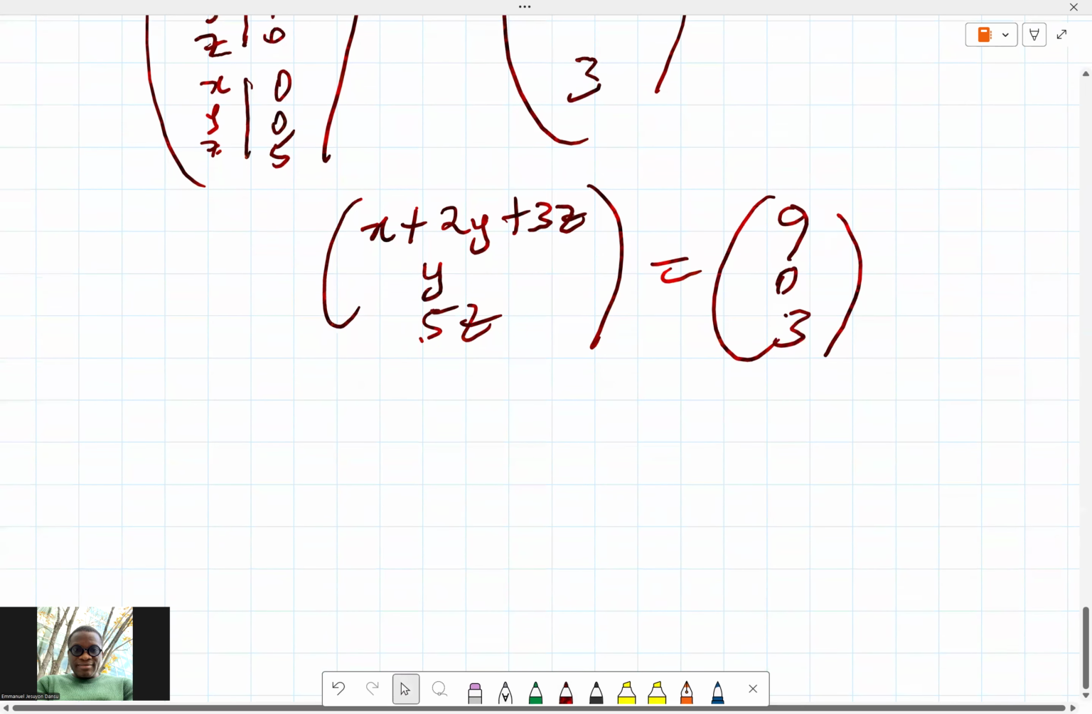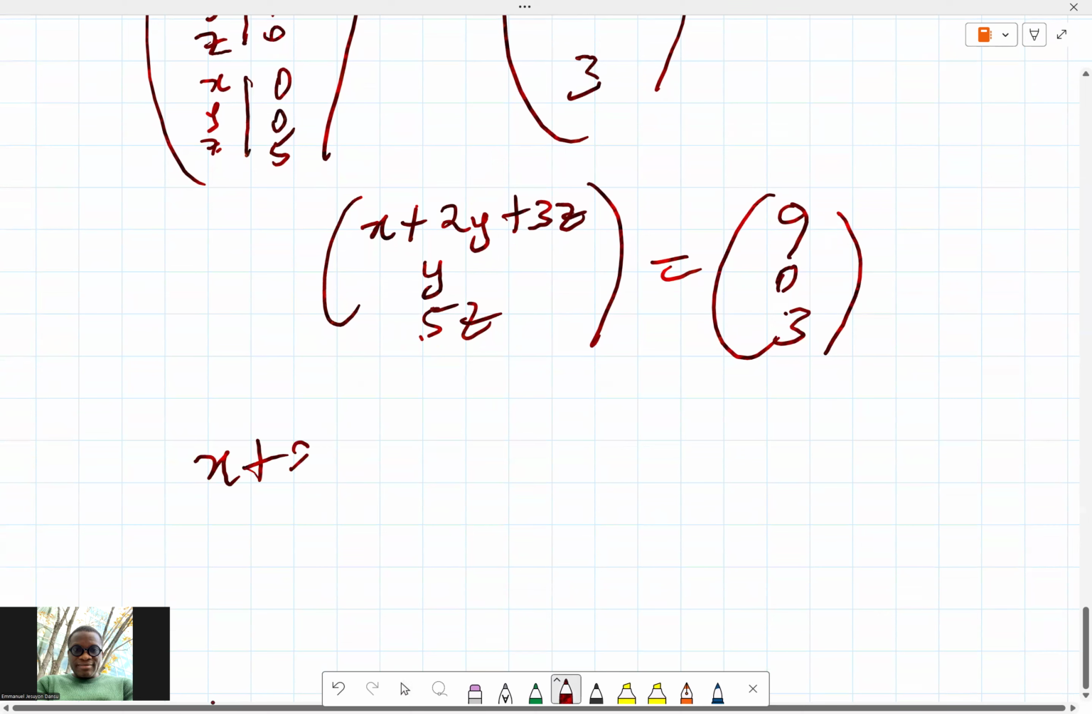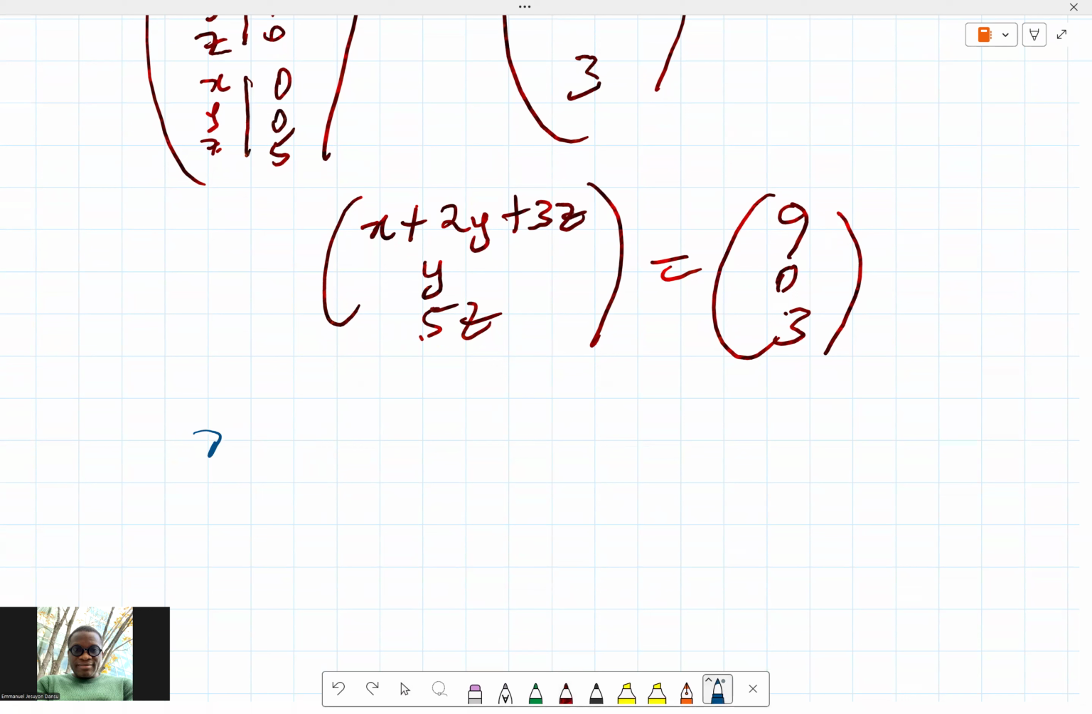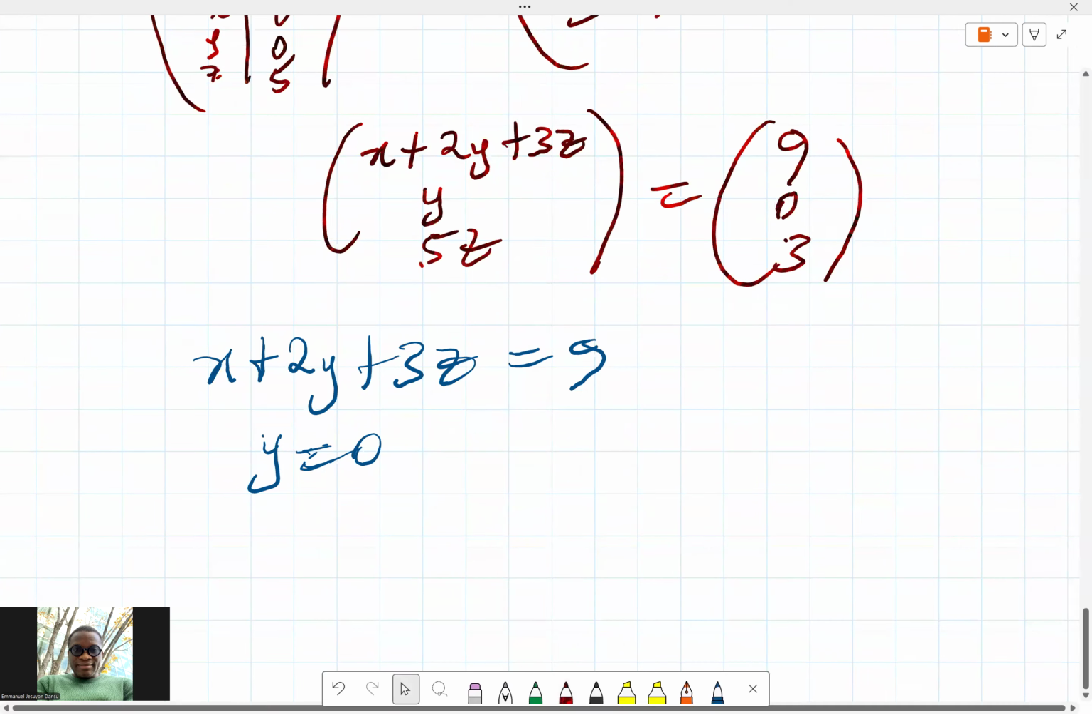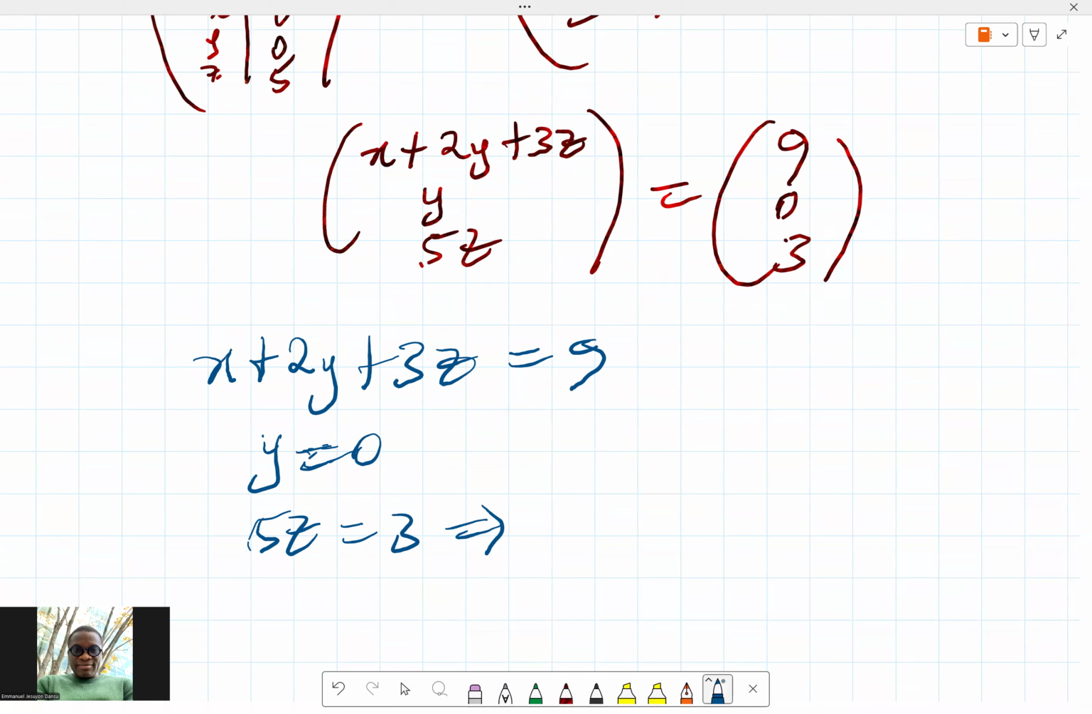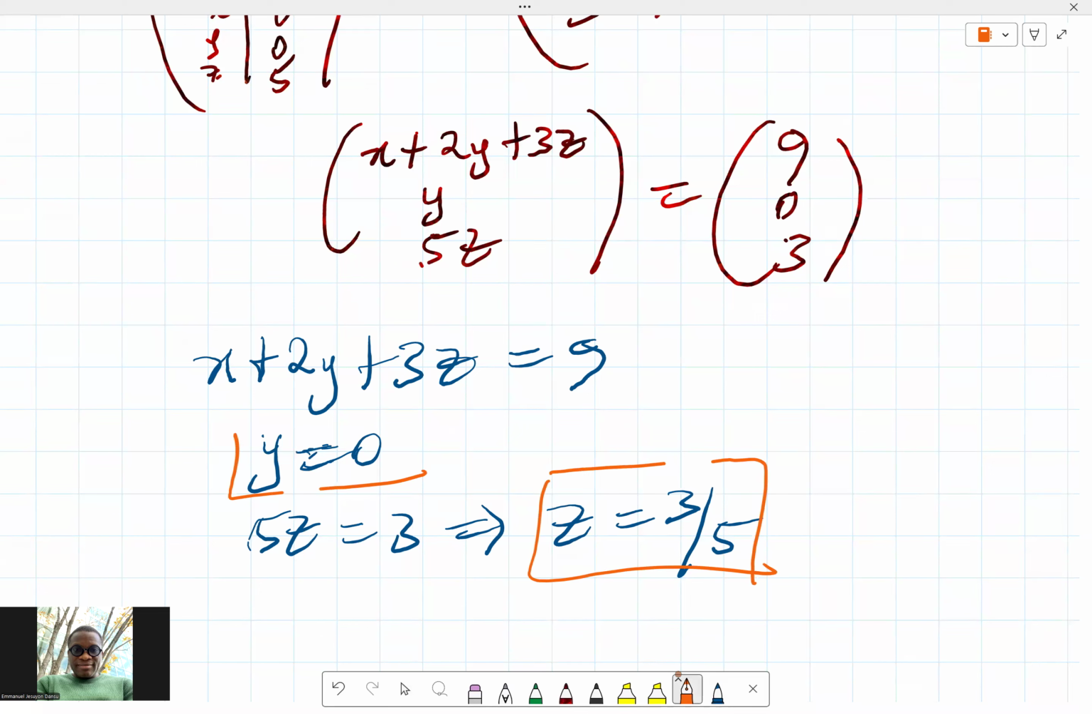So from here, it's already clear that we have x plus 2y. I guess I want to color code at this point. So I have x plus 2y plus 3z equals 9. Then we have y equals 0, straightforward. And then we have 5z equals 3, which implies that z is equal to 3 over 5. So this is one result, and this is another result. But we need to get x.